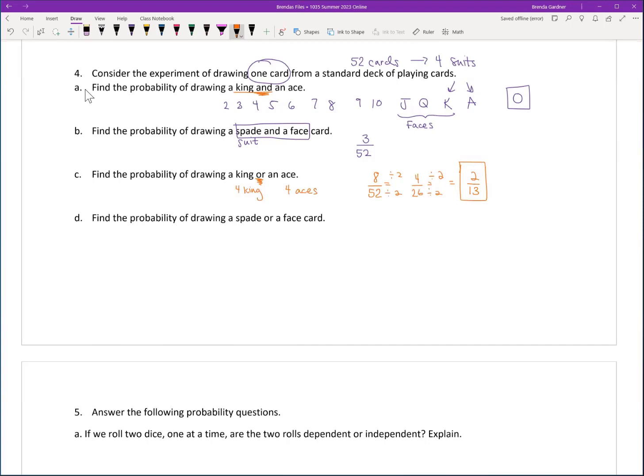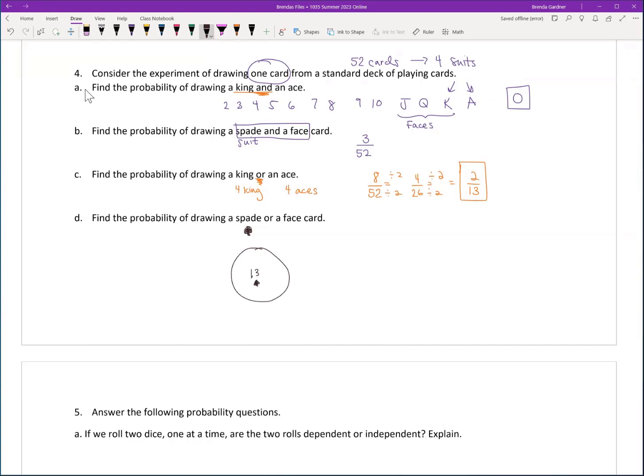Part D, find the probability of drawing a spade or a face card. So the spade is a suit. It kind of looks like an upside down heart with a little tail. Or a face card. And so this is where there's some overlap. If we think about it like a Venn diagram, there are 13 spade cards.